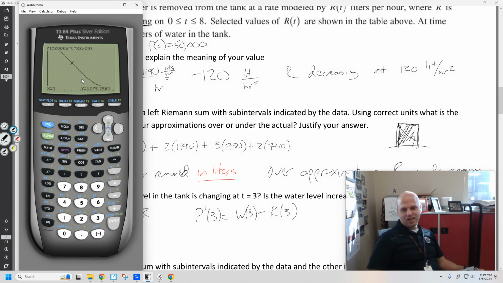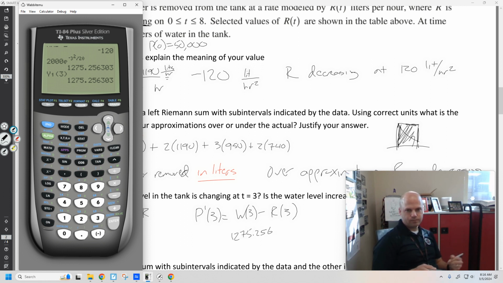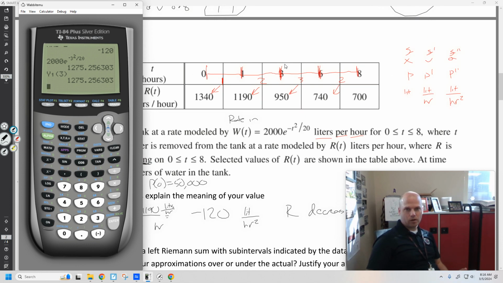Yeah. If you plug in 3, boom, there's W of 3. You could also do it this way, which plugs in 3 into W1. It's kind of crazy how it does that. Okay, cool. So that's W of 3, 1275 liters per hour, minus R of 3. What the heck is R of 3? Well, here's R of 3, 950.